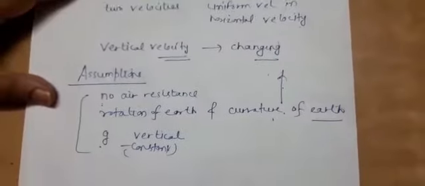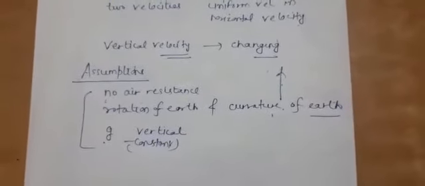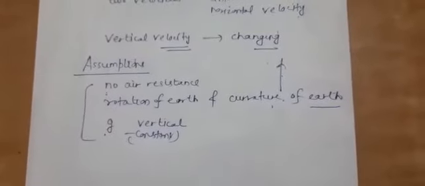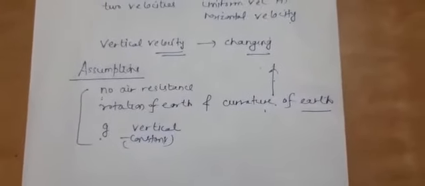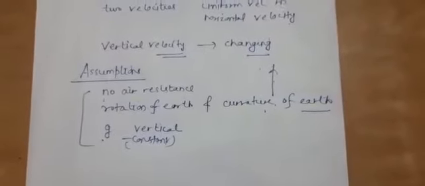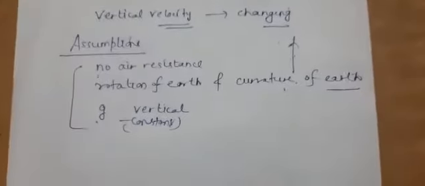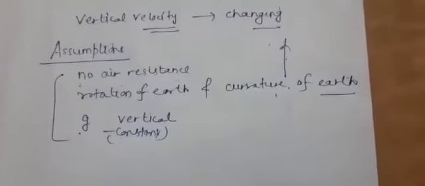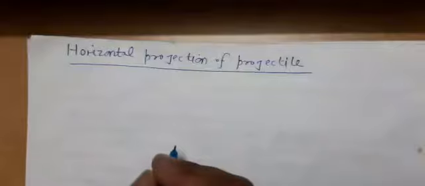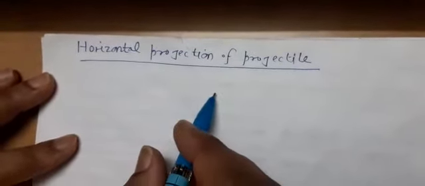So these are the few assumptions which I am taking before going to the particular part, that is either horizontal projection or oblique projection. So we have to just remember all these points, that the body when it is projected moves under the combined effect of two velocities, and these will be the assumptions. So first of all I am taking horizontal projection.